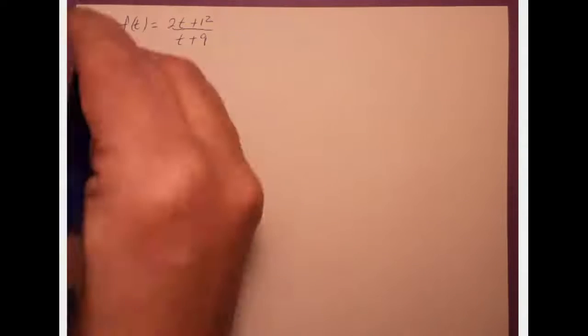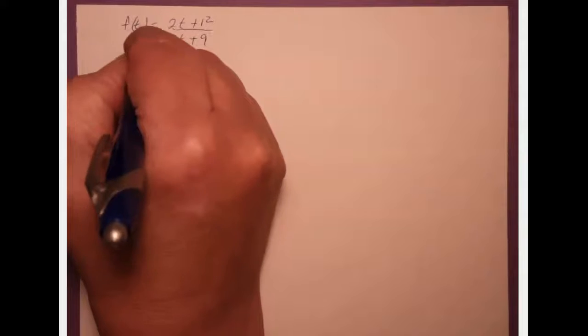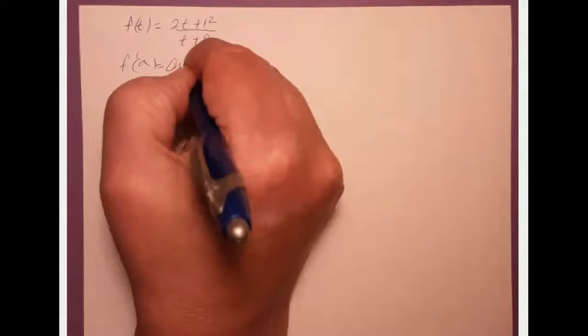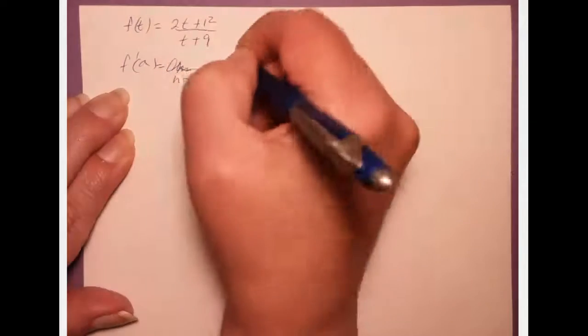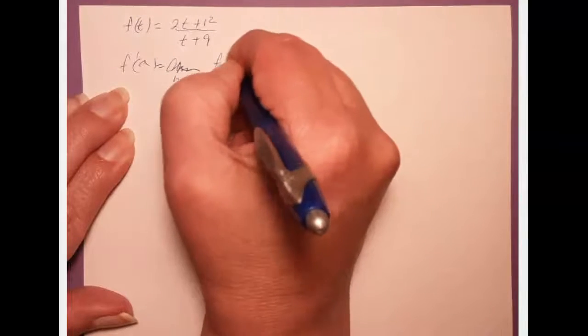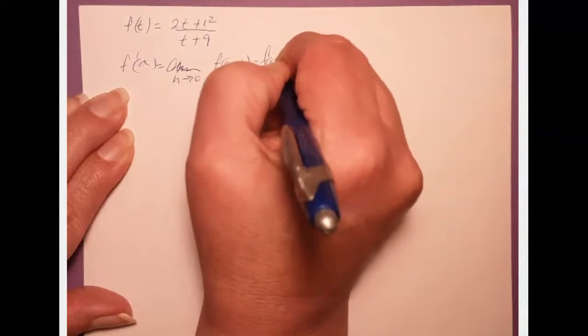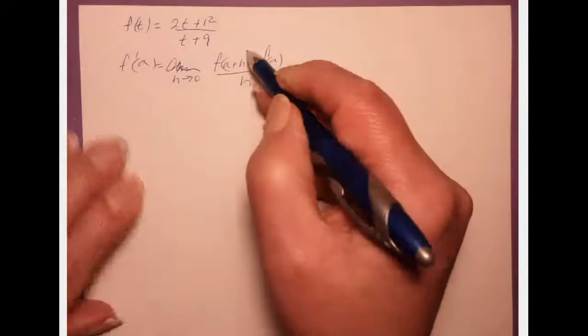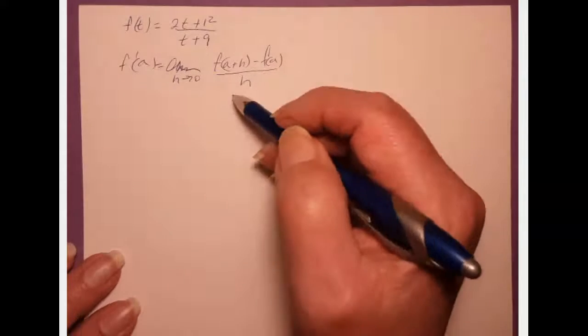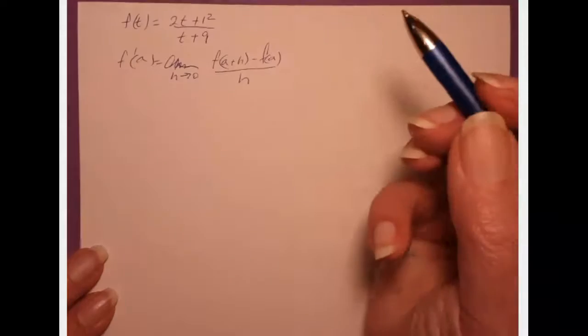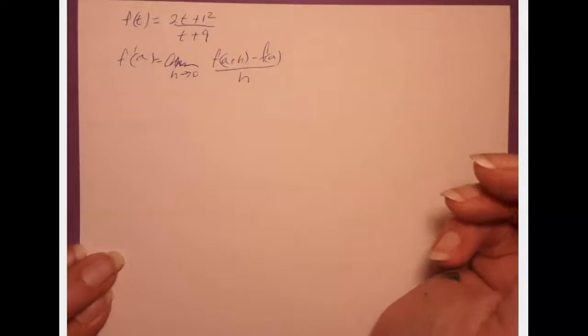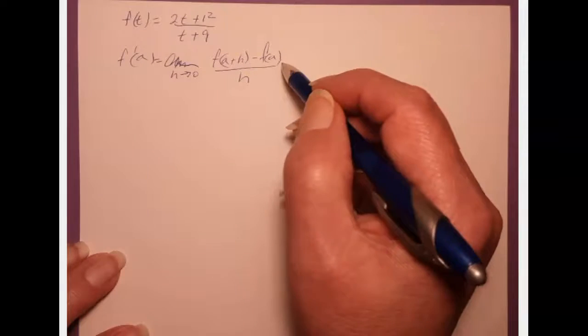I'm going to work this with the second limit definition of the derivative, which is f prime of a is equal to the limit as h goes to 0 of f of a plus h minus f of a all over h. This is just a slope. y2 minus y1 over x2 minus x1. And you can see that the a's will cancel out. So we don't really have anything but an h there. You want to memorize this.